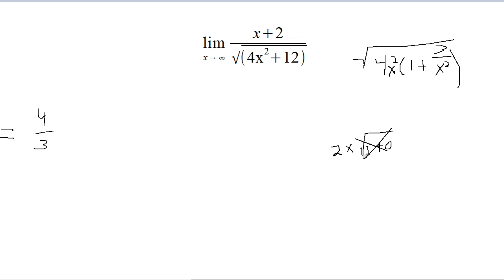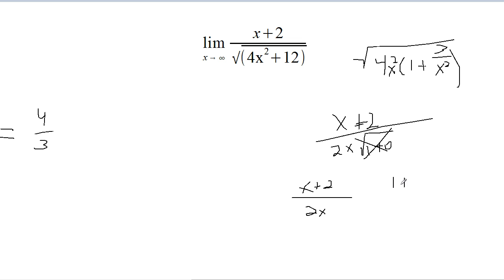So we can just ignore this because it's multiplied by 2x. And then the numerator is still x plus 2. So now we have x plus 2 divided by 2x. And we know how to deal with this. We just divide by the biggest degree of x. So there's x, and that is the biggest degree of x. So we divide both sides by x.